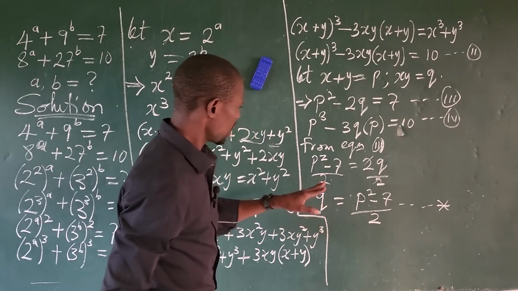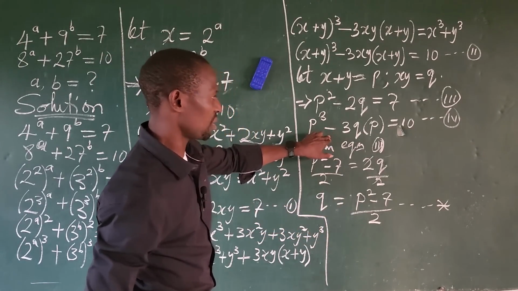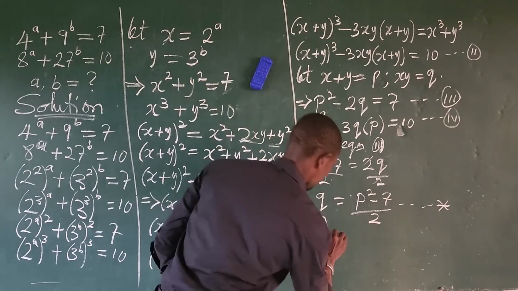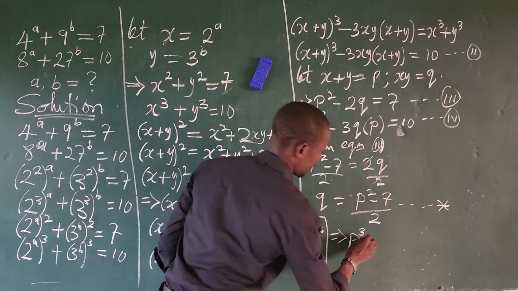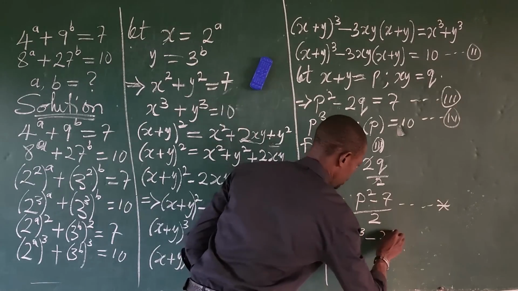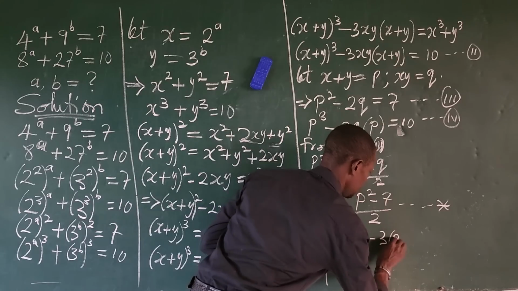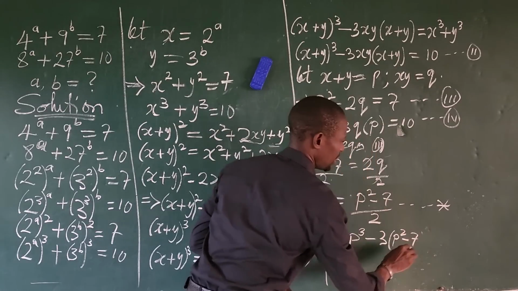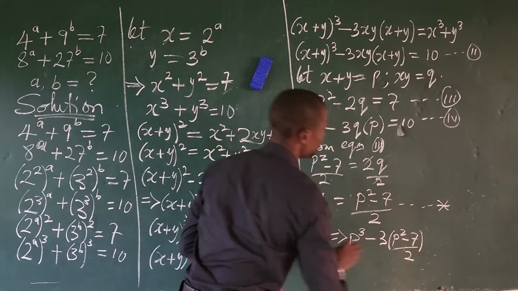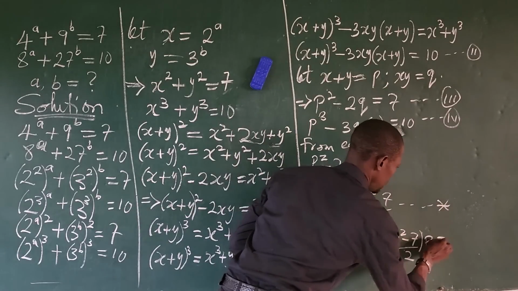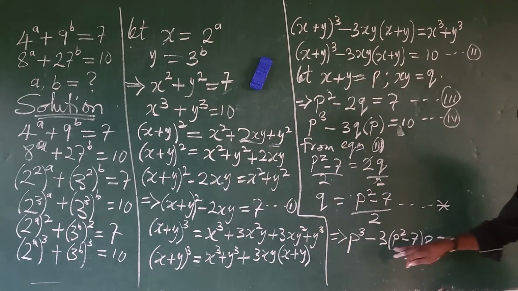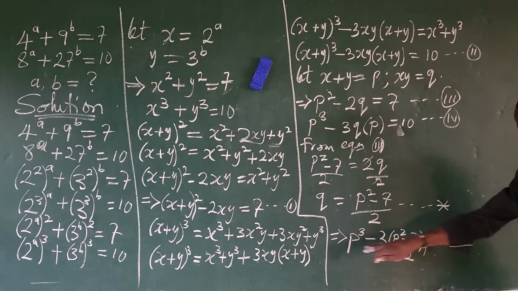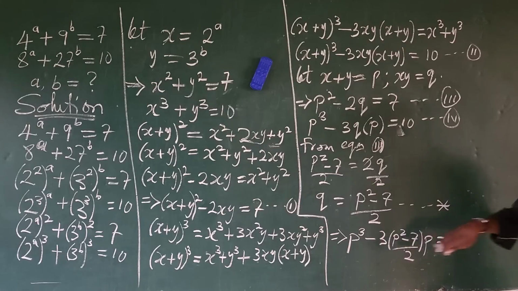Wherever we see q, let's put it into this equation here. So this will now imply that p to the power of 3 minus 3 into, what is our q? We have (p squared minus 7) all over 2 into our p. This is equal to 10. All we just need to do is to use this 2 to multiply everything, then open up this bracket. So let's continue on this other side.